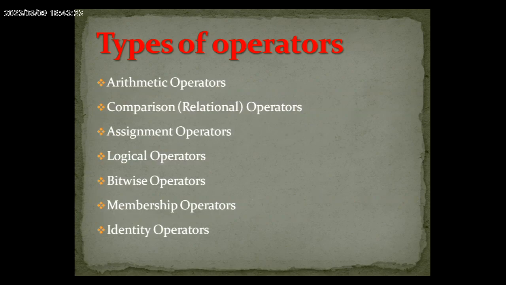So what are the types? First one is arithmetic operator, then comparison or relational operators, assignment operators, logical operators, bitwise operators, membership operators, and the last one is identity operators. In Python programming, the identity operator and membership operator are unique compared to other languages. The remaining operators are to be discussed, and we use them in our real-time life also.